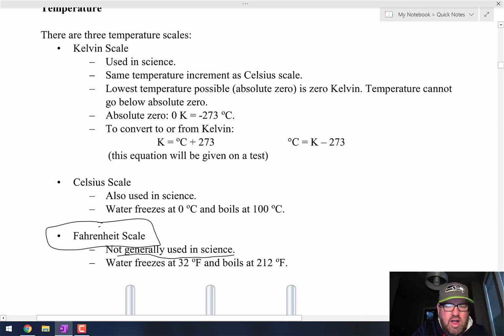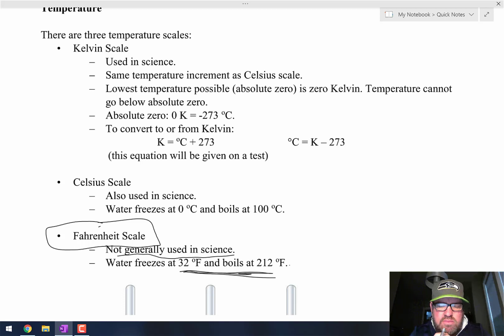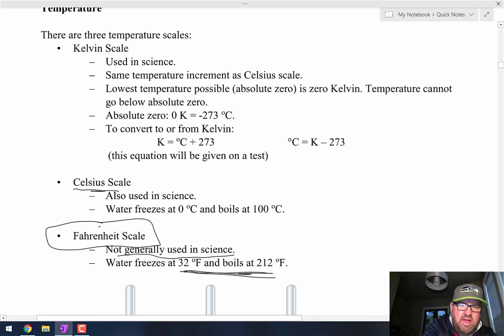And even if you talk about when does water freeze and when does water boil, a lot of times people don't even know the temperatures at which water freezes and boils. So we're not even really going to worry about the Fahrenheit scale. The two different temperature scales that we use in science are the Celsius scale and what's called the Kelvin scale.